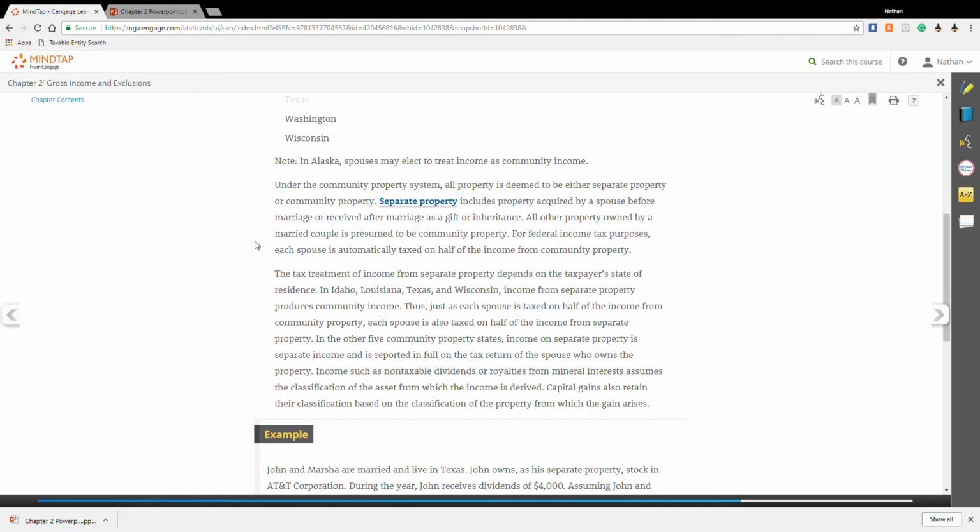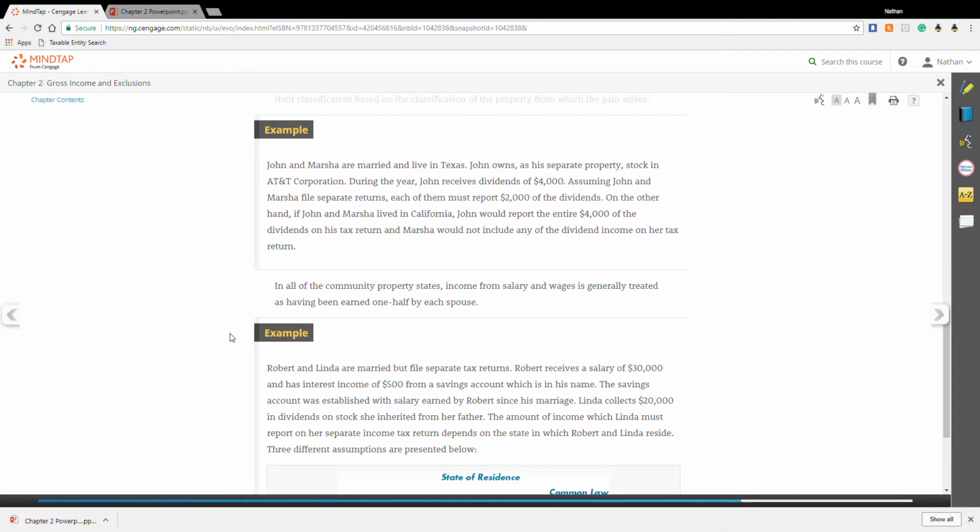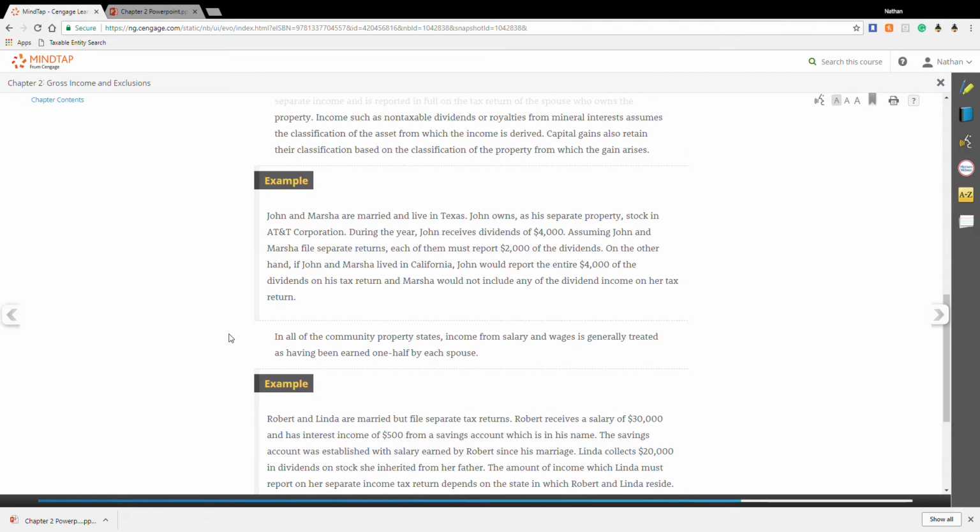I would definitely read this one up real quick, and of course we have an example right here. John and Marcia are married and live in Texas. John owns as his separate property stock in ACNT Corporation. During the year, John received dividends of $4,000. Assume that John and Marcia file separate. Each of them still has to report $2,000 of dividends. They can't separate that. On the other hand, if they lived in California, John could report the entire $4,000 of dividends on his tax return, and Marcia would not include it.